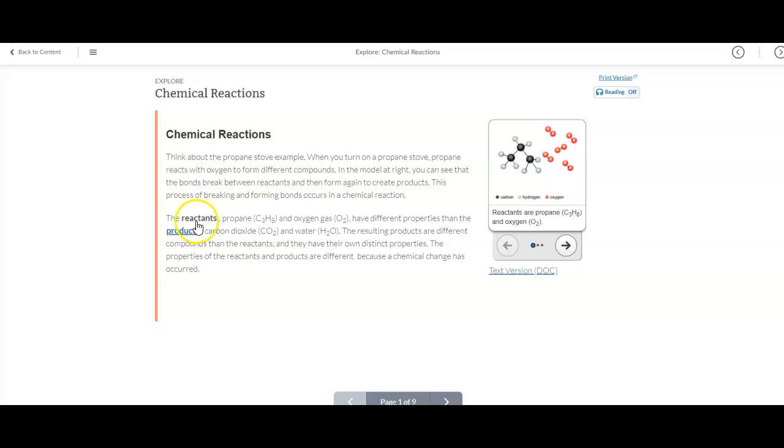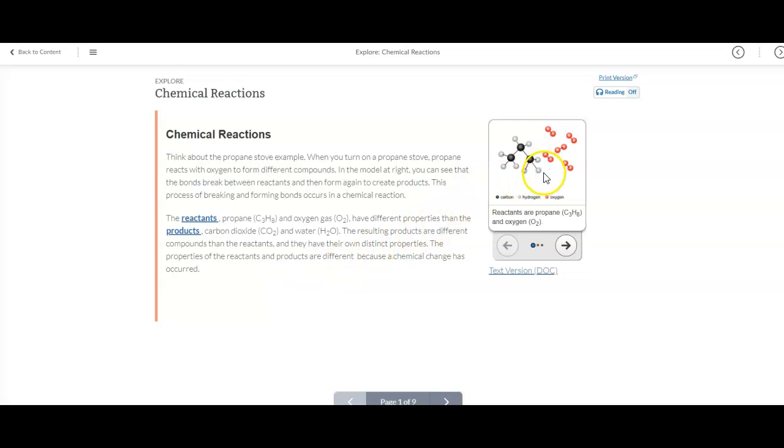So we already defined reactants. So this gives you the formula. Propane is C3H8 and oxygen gas is O2. They have different properties than the products. So that's what's produced, right? What's produced is carbon dioxide, which is CO2, and water, H2O. The resulting products are different compounds than the reactants, and they have their own distinct properties. The properties of the reactants and products are different because a chemical change has occurred.